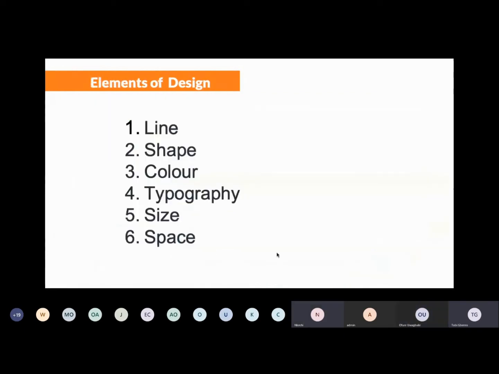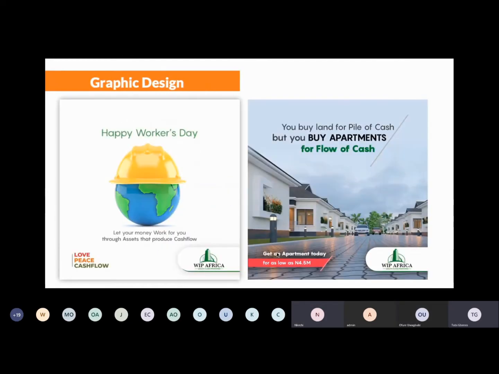All right, good. Moving on, typography. Now, typography, like I said, is wordings on your design, general wordings on your design. What are you trying to say? Now, what is my typography in this design? All the things I wrote there that you can read. Anything on a design that you can read with your two eyes and your brain is what they call typography. Happy Workers' Day. Let your money work for you. Love, peace, and cash flow. Whip Africa. You buy land for pile of cash. Blah, blah, blah. All the text is called typography.